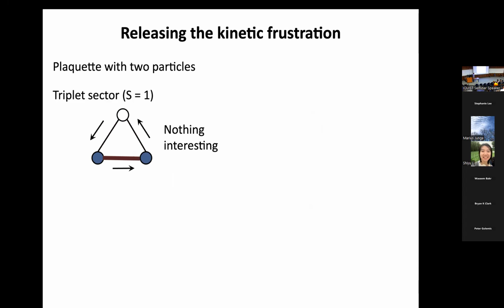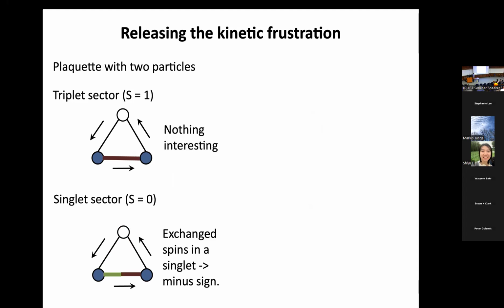So boring. Let's repeat this now with the singlet sector. Now when you go around, you flip the two spins in a singlet, you get a minus sign. And this minus sign is exactly the minus sign that was required to solve the problem we encountered earlier. So it unfrustrates the system. Okay, so flipping a spin around a hole makes it happy.